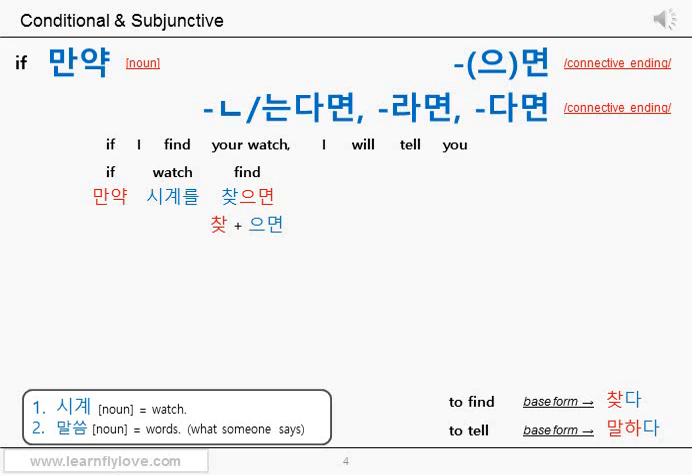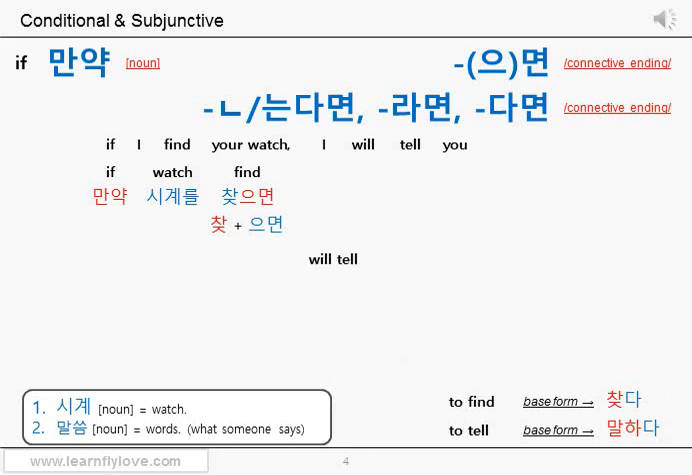It just emphasizes that this is the case that would or might happen. You might want to ask, then what actually corresponds to the English conjunction if? I'll say the connective ending, 으면. Because you cannot indicate that this is a conditional sentence without the connective ending 으면 in Korean. But you can omit the noun, 만약.